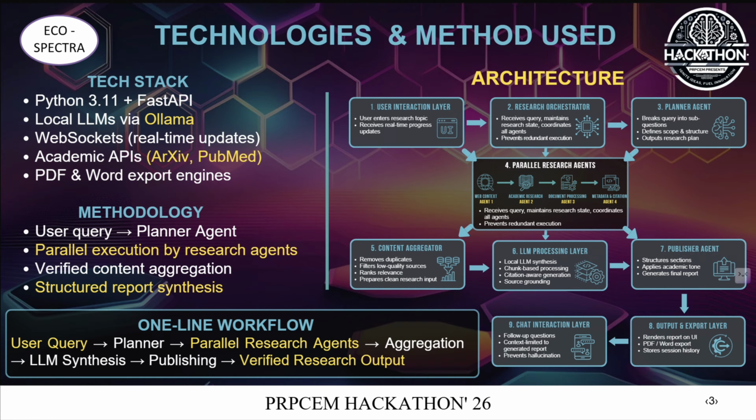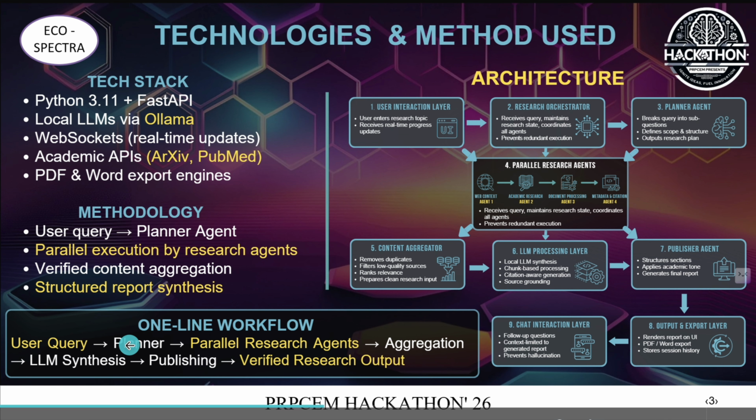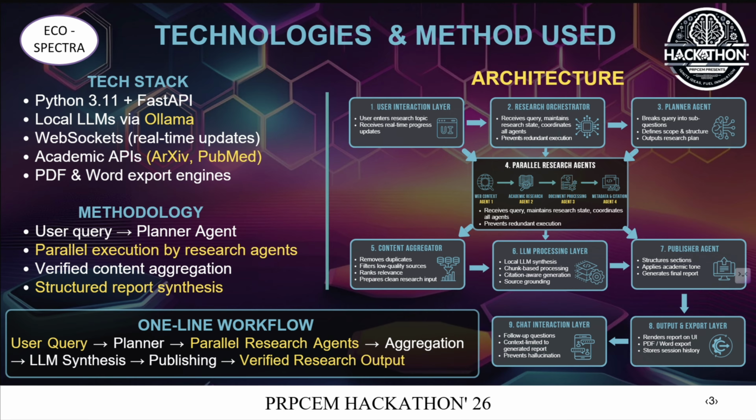So one simple strong line flow is: we have user query, planner, parallel research agents, followed by aggregation. Then we have the verified LLM synthesis, then publishing agent, and exported academic output. So this architecture ensures that the system is logical, verifiable, transparent, and engineered, not just generated.